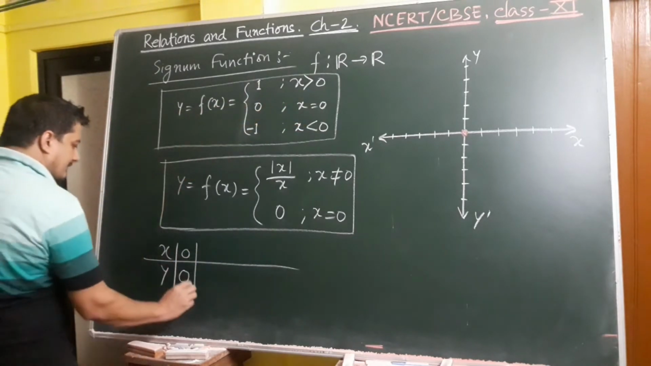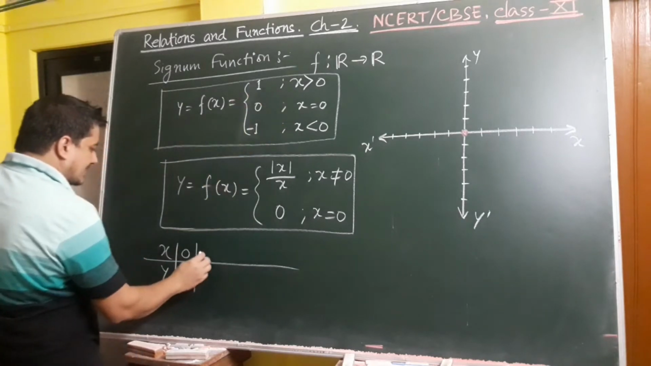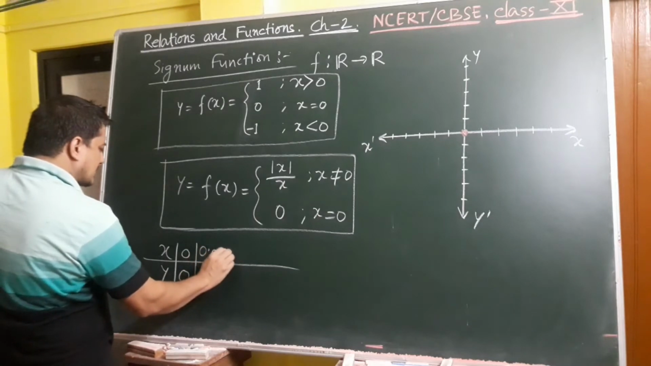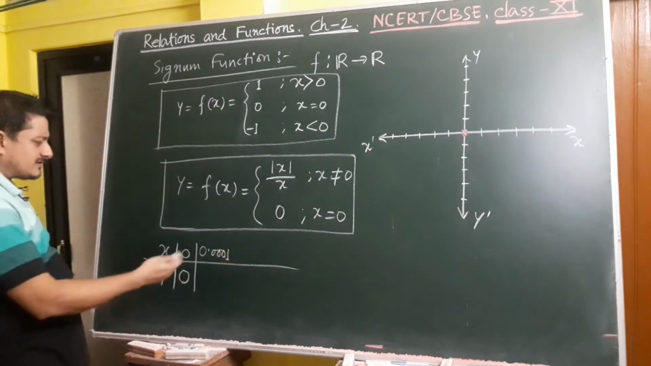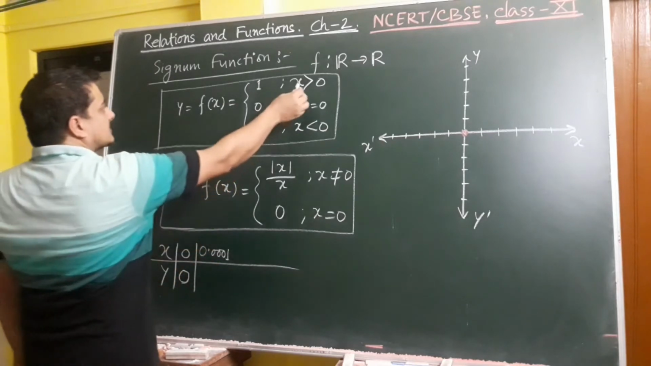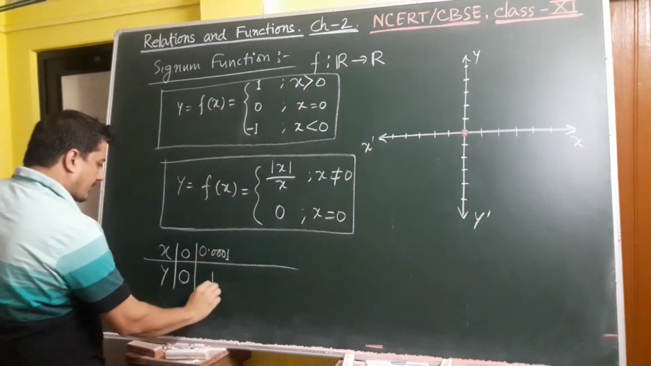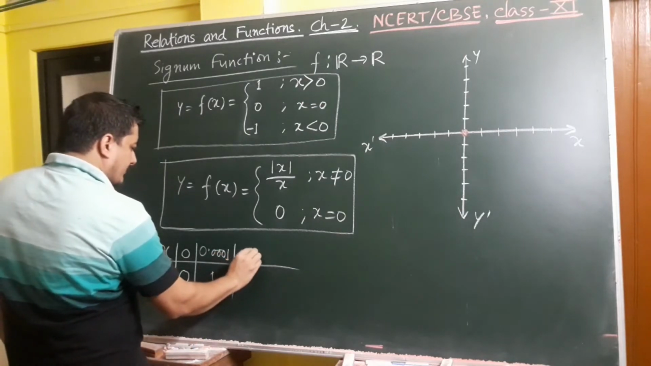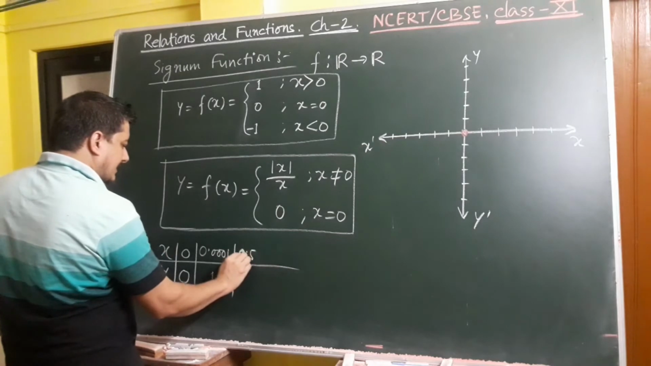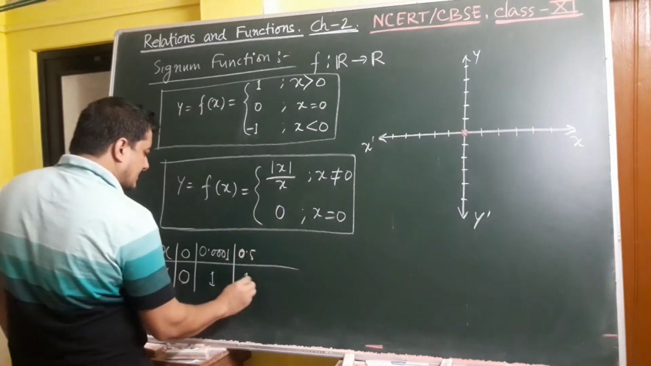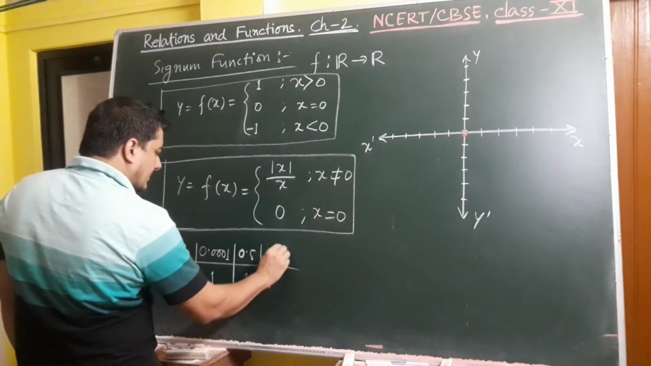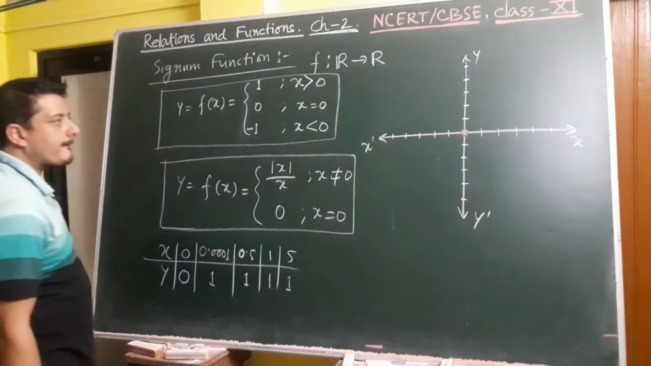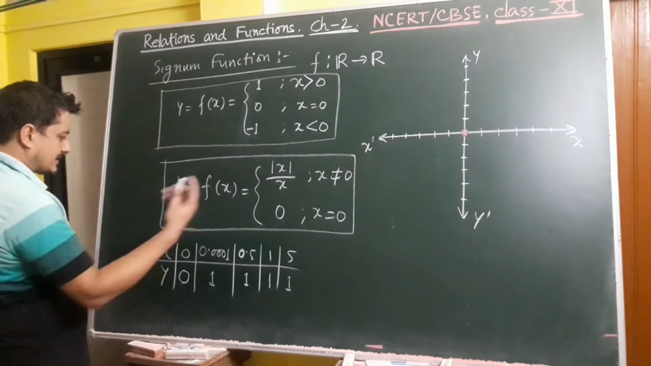Say the value of x is greater than 0, say it is 0.00001, a very small value of x. For that also the value of y will be 1. Then I am taking more points to make it simpler. If it is 0.5, then also it is 1. For 1 it is 1. For 5 it is 1.